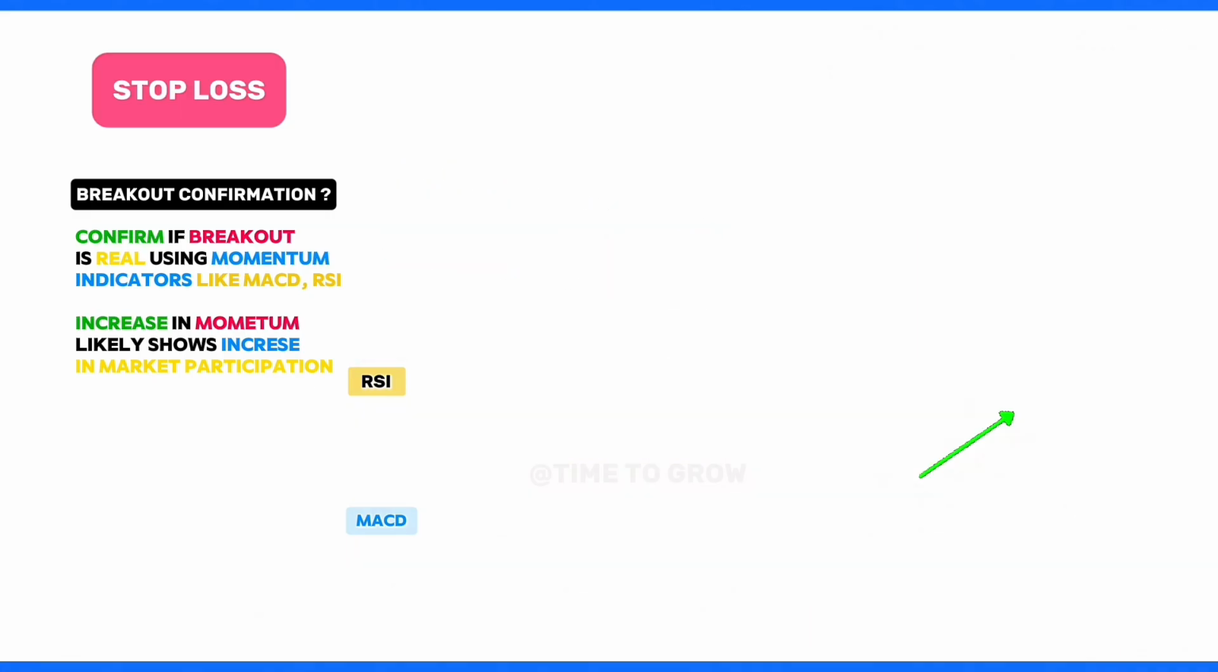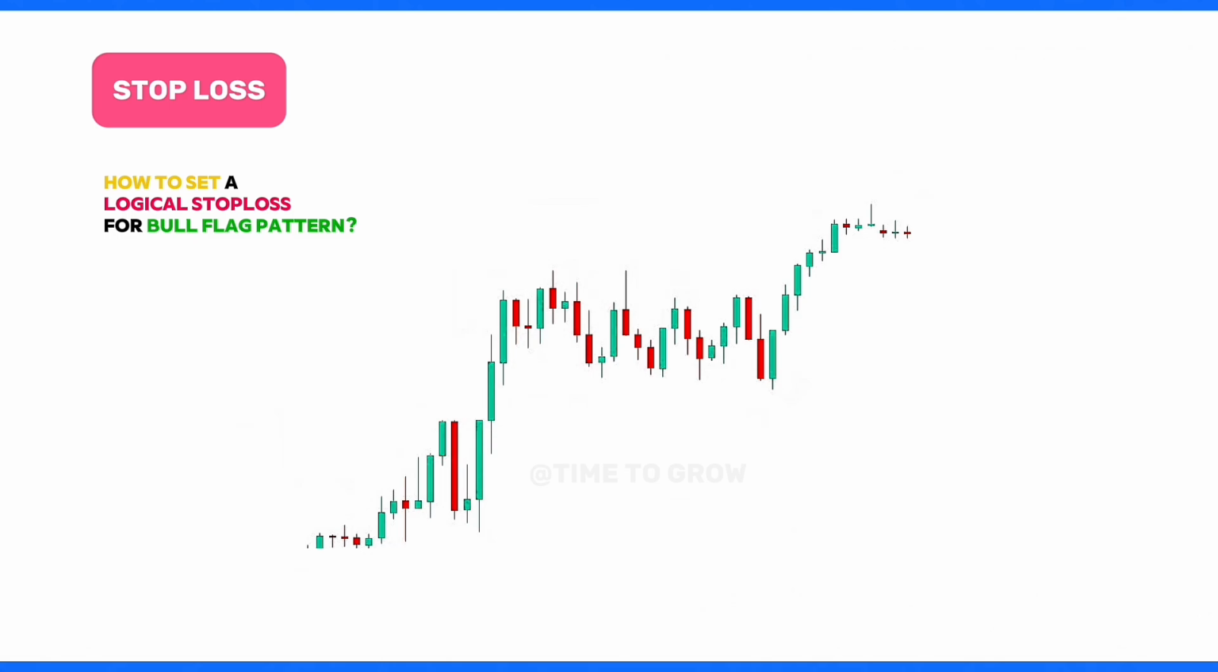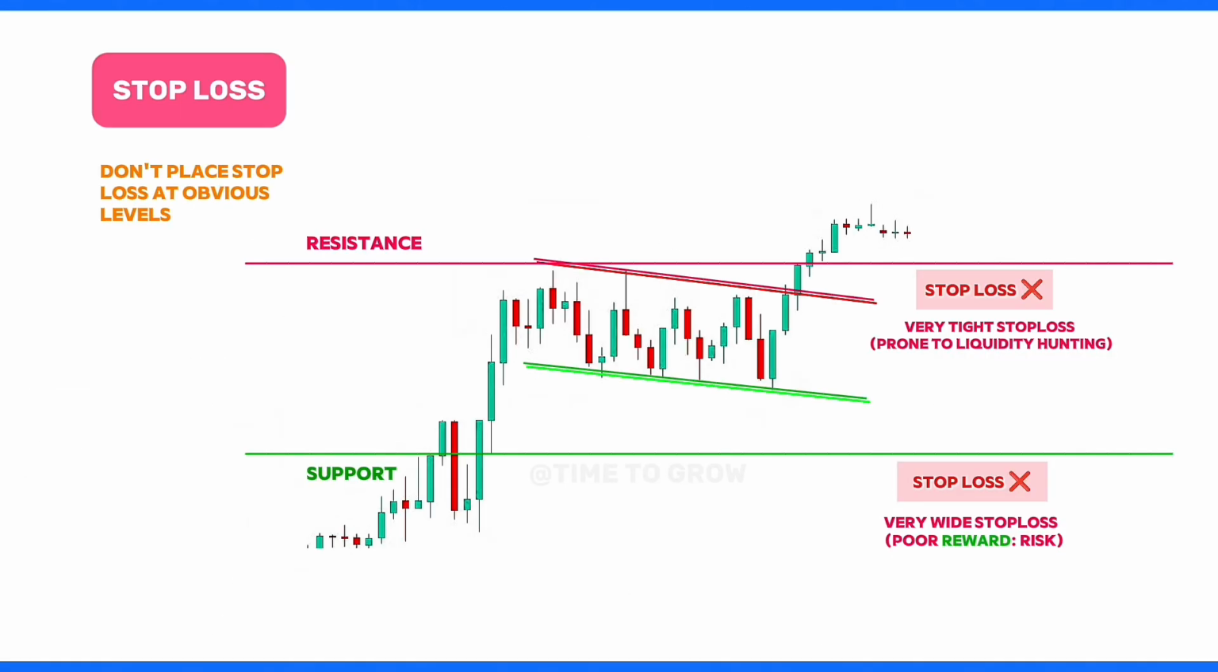Now let's focus on how to set a proper stop loss when trading a bullish flag pattern. Many traders place stop losses at obvious levels like support, resistance, or swing highs and lows. But this approach often gets your stop hunted because those levels are too obvious and smart money targets them. So, what's the right way?